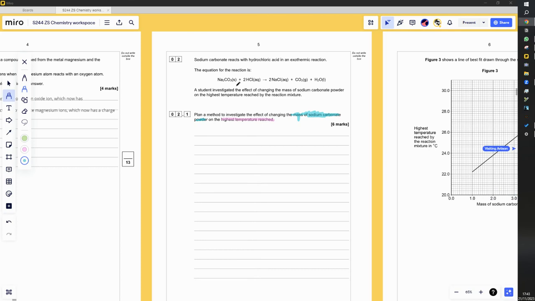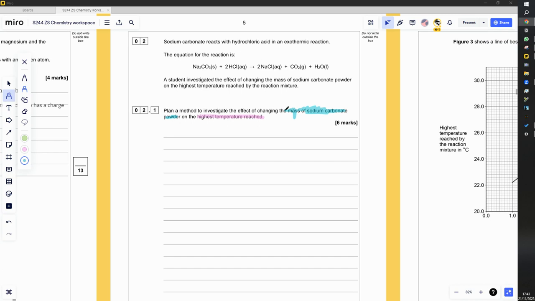So this question, two part one, is a required practical question. So by all means, learn the required practicals to get most marks on this question and these questions. But even if you don't know this experiment, doesn't mean that you can't get a fair amount of marks just from reading and understanding the question.